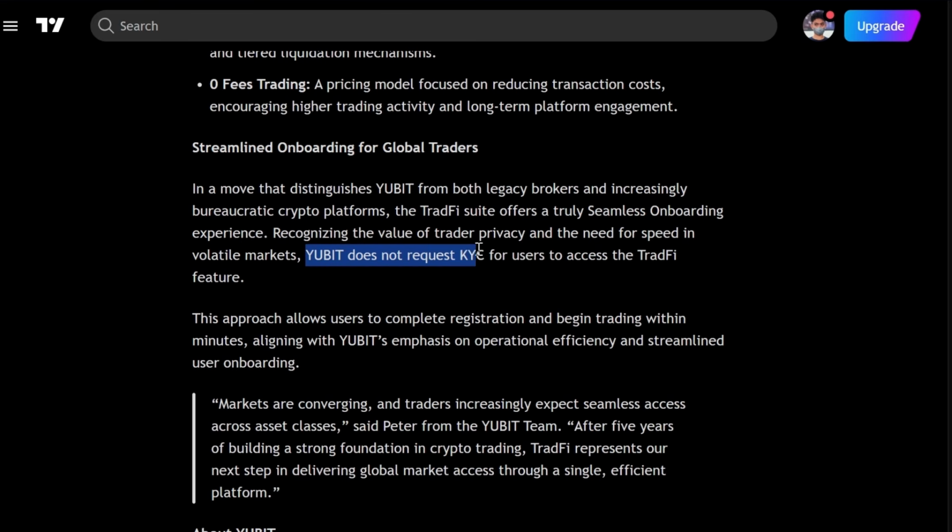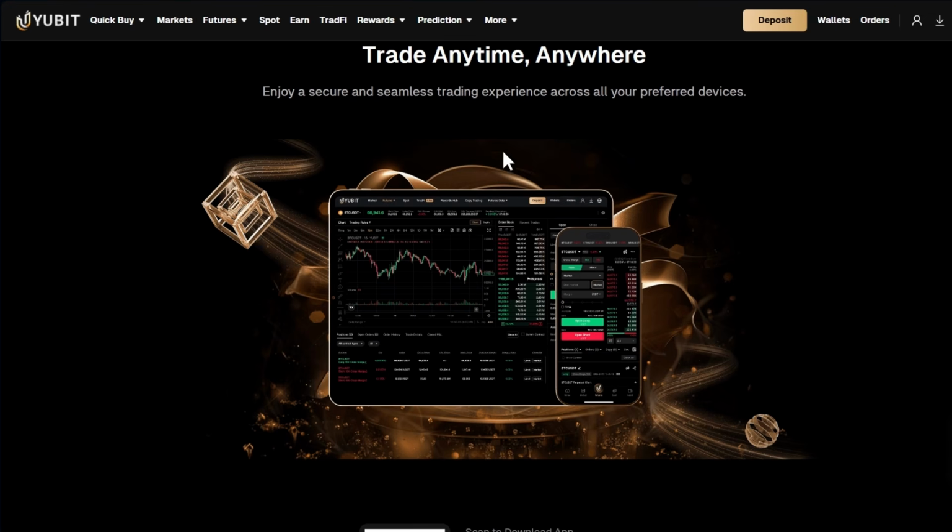And keep in mind, Ubit is a non-KYC platform. You do not need to complete identity verification to start trading. That makes it accessible even in restricted regions, and it means you can start trading almost instantly after signing up.